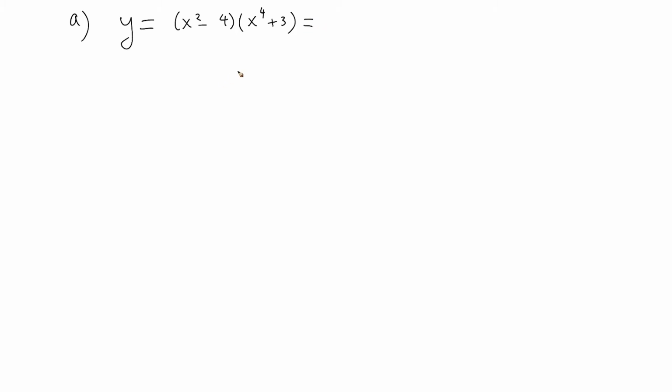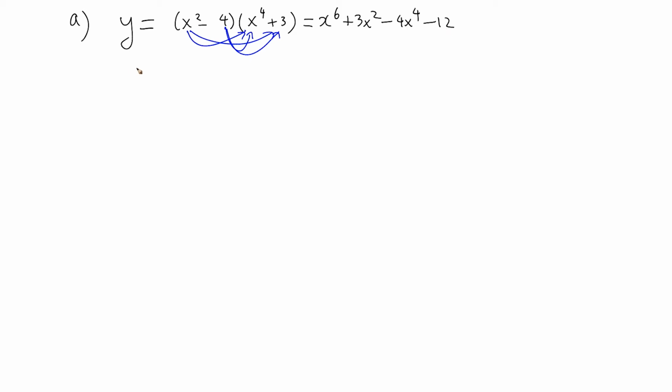quickly. So the first term there, x squared times x to the 4 will produce x to the 6, and x squared times 3 will produce 3x squared. Minus 4 times x squared will produce minus 4 times x to the 4, and then we multiply minus 4 by 3, which will give you minus 12.